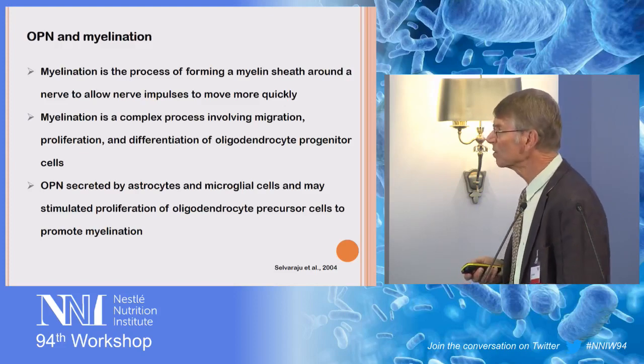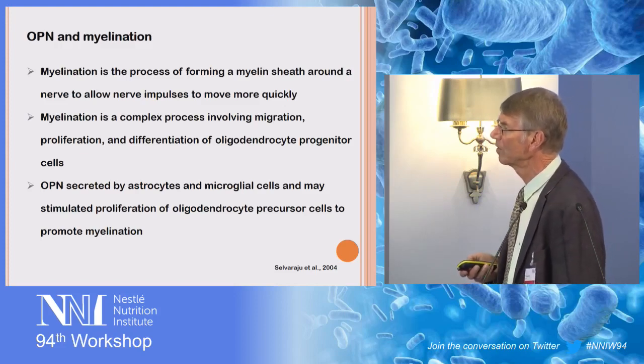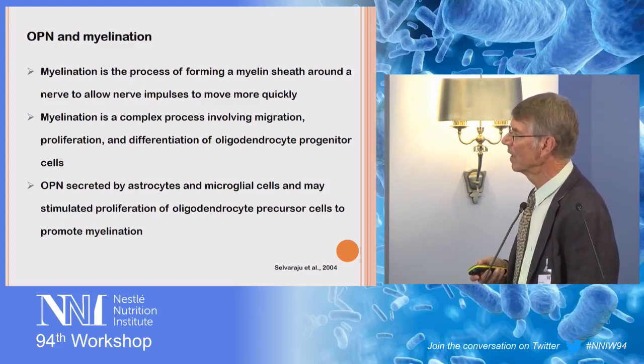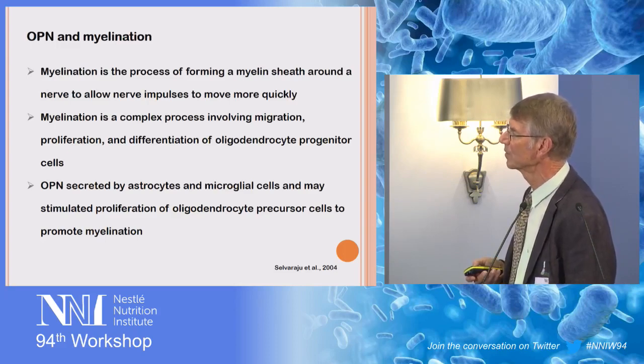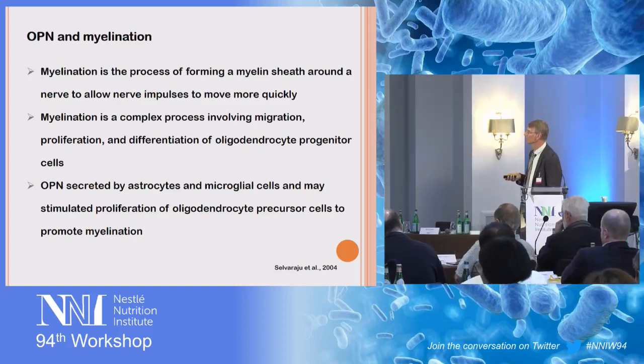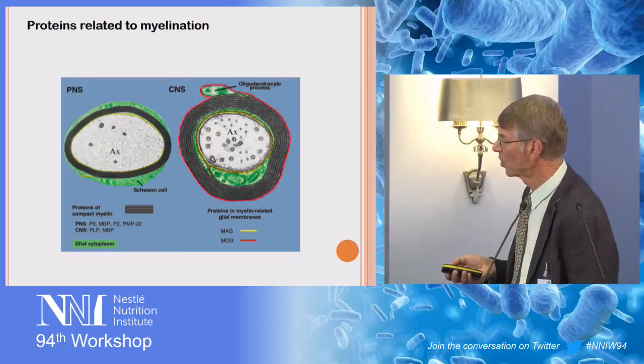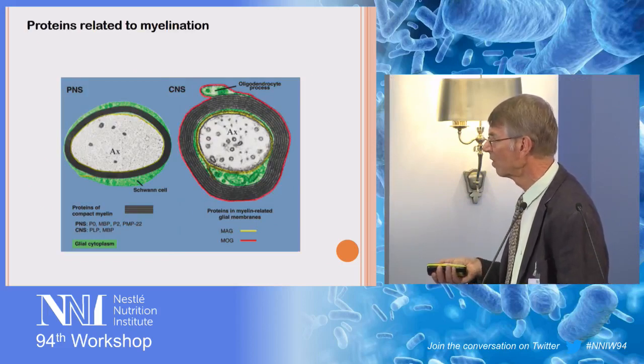Myelination, of course, is very important. You form the myelin sheath around the nerve to allow nerve impulses to move quickly. And it's a very complex process, and I'm not an expert on this at all, but it's really important for the development of proper function of particularly oligodendrocytes. And osteopontin is normally secreted by astrocytes and microglial cells and may stimulate proliferation of these precursor cells to promote myelination. And this is just a graphic picture showing some of these proteins that are involved in this.